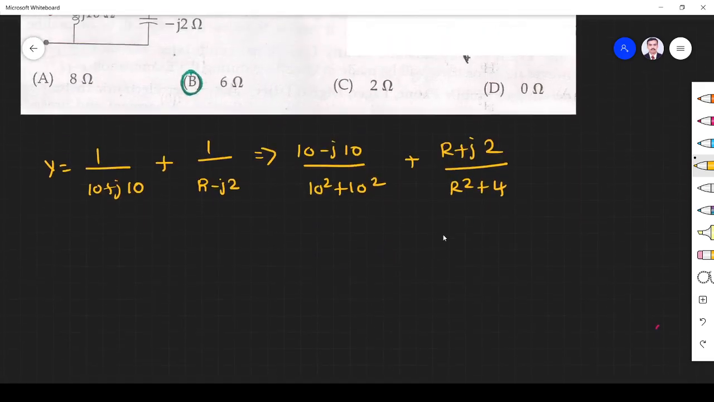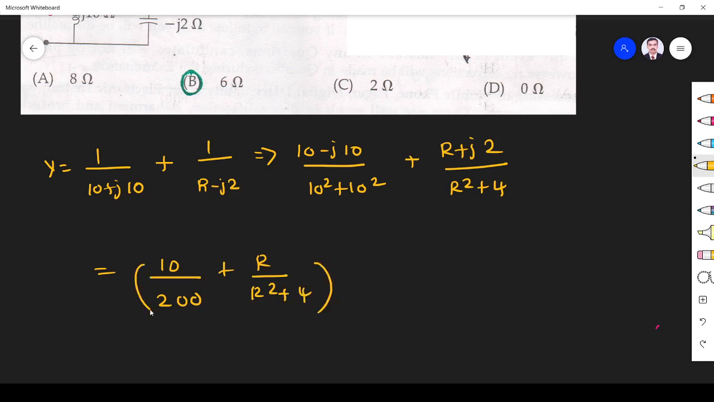Now I split the real part and the imaginary part. The real part is 10 by 10 squared plus 10 squared, that is 200. Here, the real part is R by R squared plus 4. The imaginary part has j. This is minus 10 divided by 200. Here it is 2 divided by R squared plus 4.